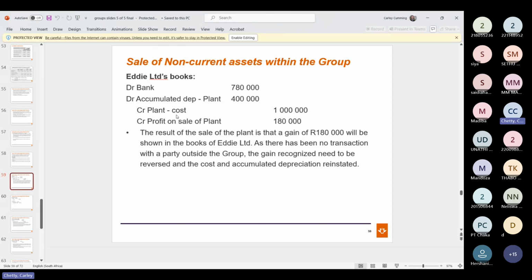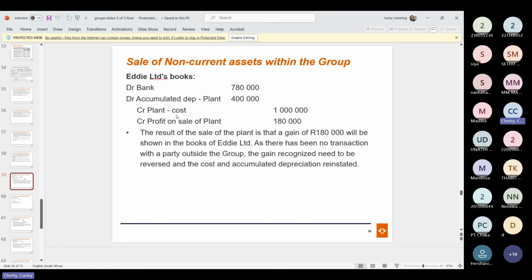So in Eddie's separate financial statements, it is fine to have the sale and record it, because these are the separate financial statements. So in Eddie's books, Eddie sold this plant. He received 780,000 rand. So he says debit bank 780,000.